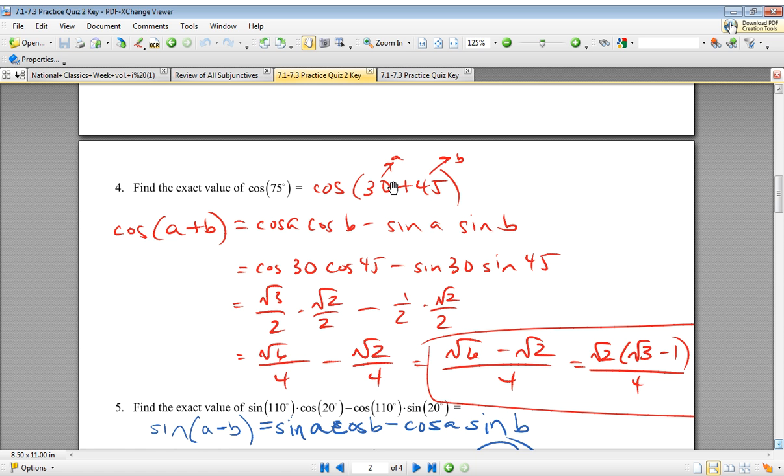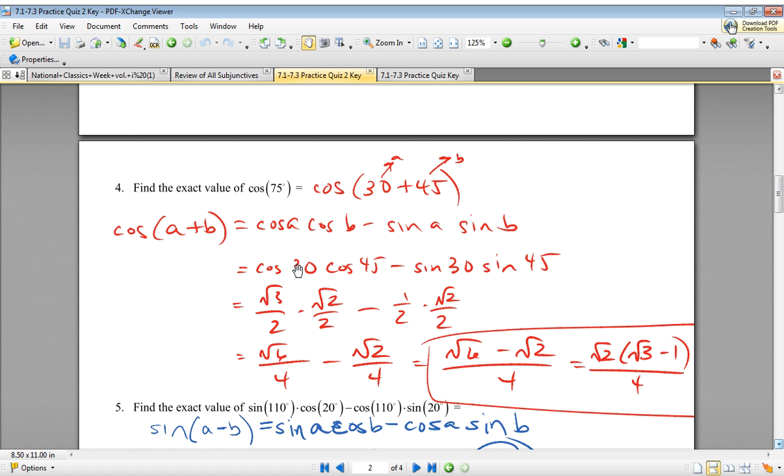This particular one, I'm going to use a sum. So 75, not on the unit circle. Find 2 things that are on the unit circle that add to 75. So I picked 30 and 45. It does not matter if 45 is first and 30 is second, because addition goes both ways. So once you do that, you will have cosine A, cosine B, sine A, sine B. Plug it in.